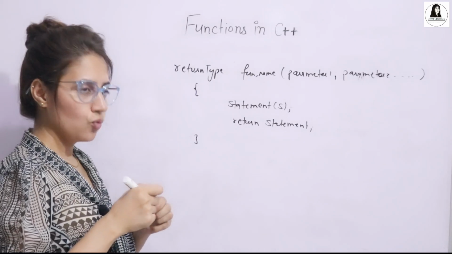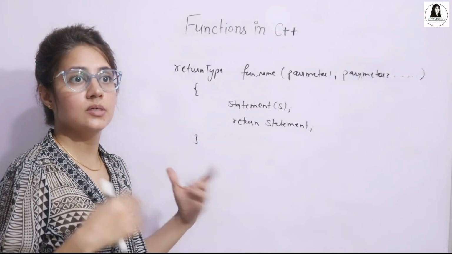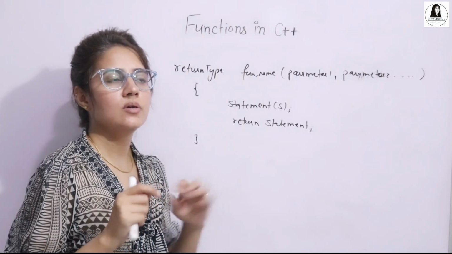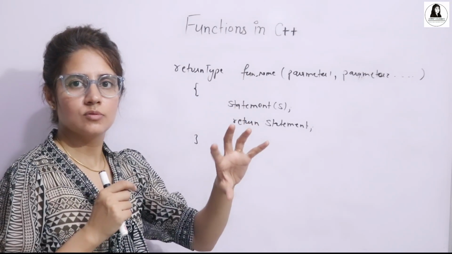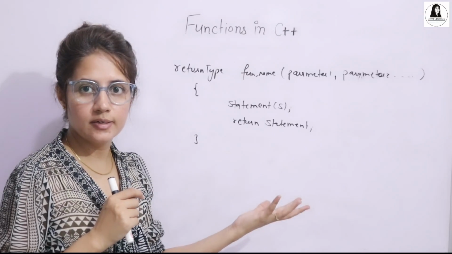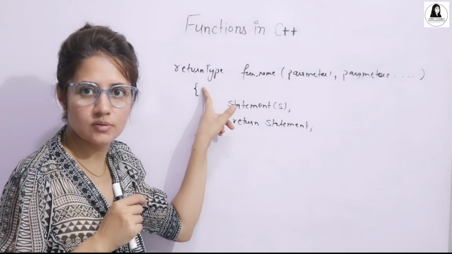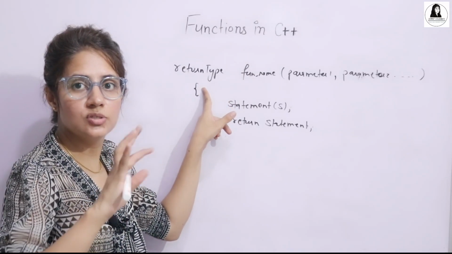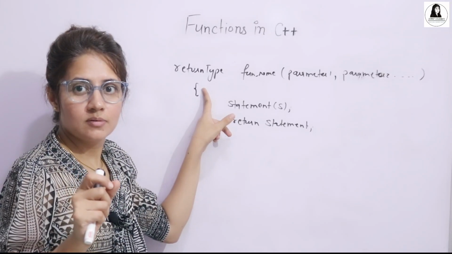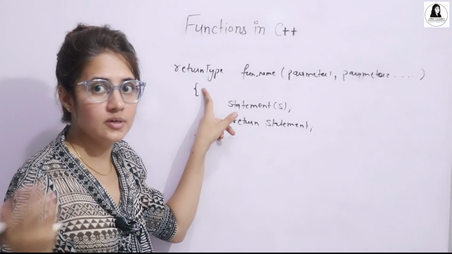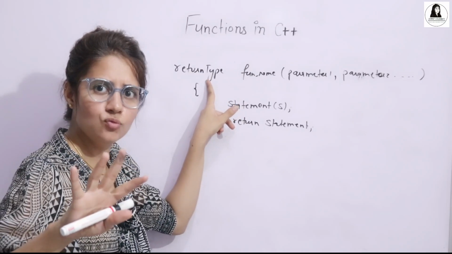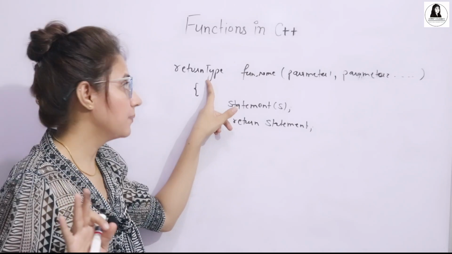Return type means what kind of value this function is returning. Right? Suppose you are defining a function to add two integer numbers, so it will return the sum and that would be int. So int would be the return type of that function, right? What kind of value that function is returning, but it's not mandatory that every function is going to return something. Maybe some functions are not returning a value, so the return type there would be void. I'll show you practically all the examples.